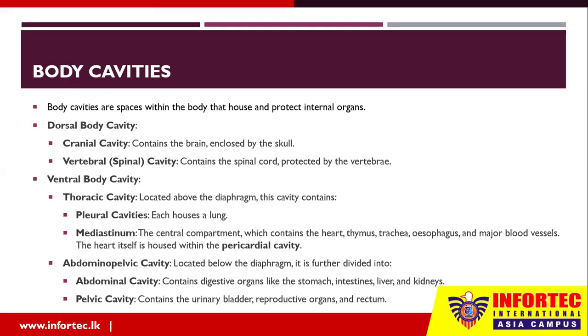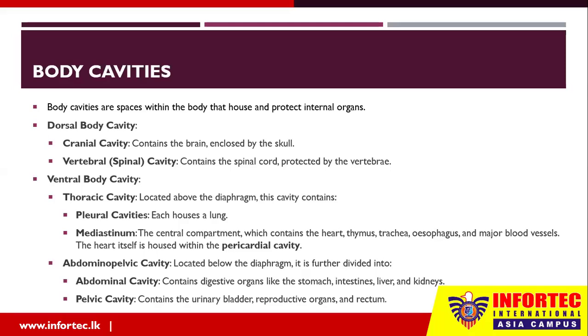So the cranial cavity contains our brain enclosed by our skull, right? Then the spinal cavity contains our spinal cord protected by the vertebra, right? Then moving to the ventral body cavity. This ventral body cavity is larger than our dorsal body cavity, right? It contains visceral organs, which means the internal organs, right? The ventral body cavity is on the front side.